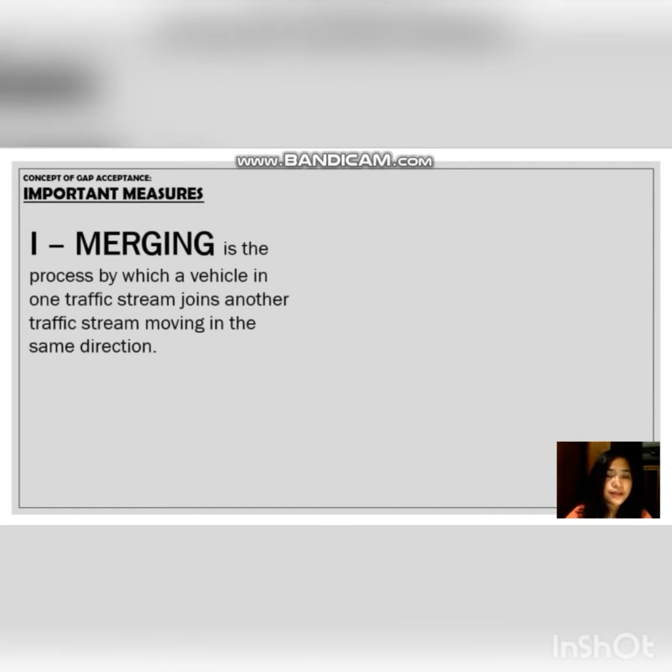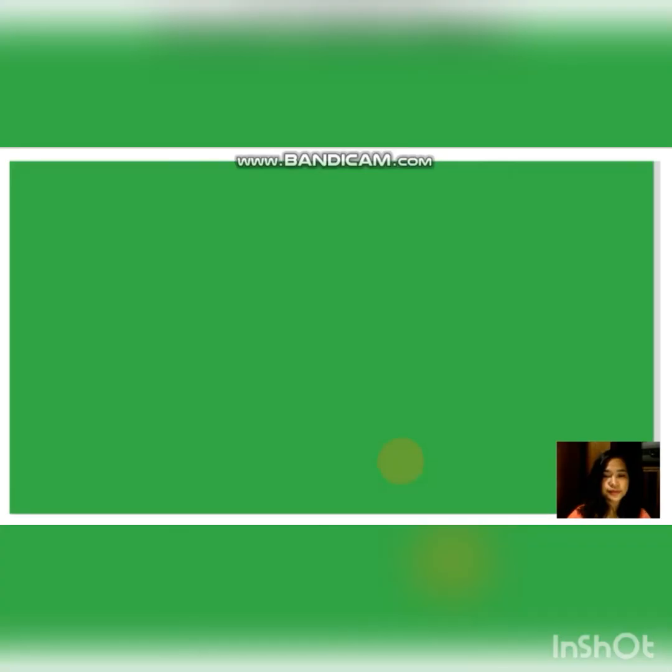So first, we have merging. It is a process by which a vehicle in one traffic stream joins another traffic stream moving in the same direction. To further understand this, let us watch this video.